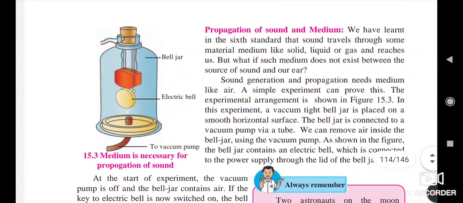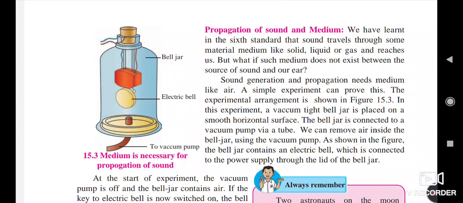The next point is propagation of sound in a medium. We have learned in the 6th standard that sound travels through some material medium like solid, liquid or gas and reaches us. But if such a medium does not exist between the source of sound and our ear, there is no sound. Generation and propagation need a medium like air. A simple experiment can prove this. The experimental arrangement is shown in figure 15.3.